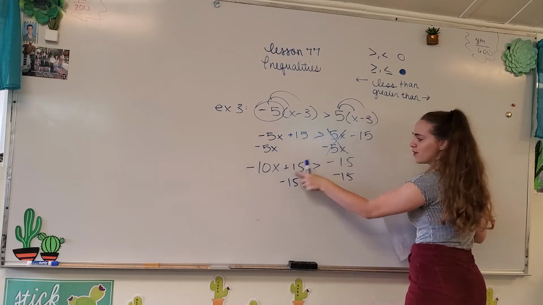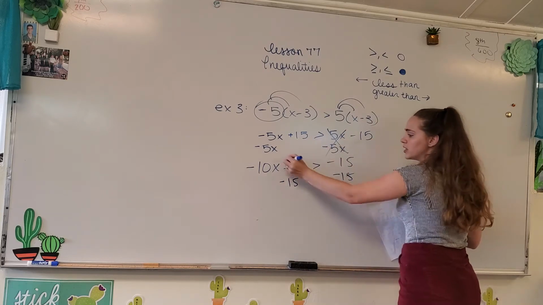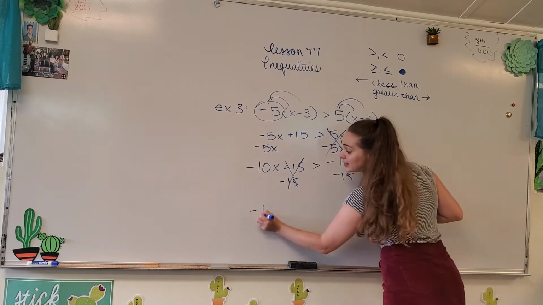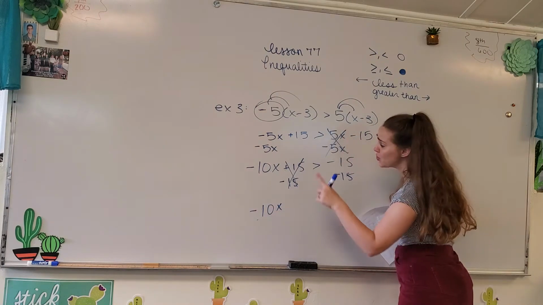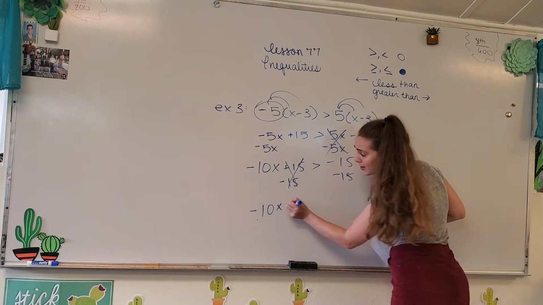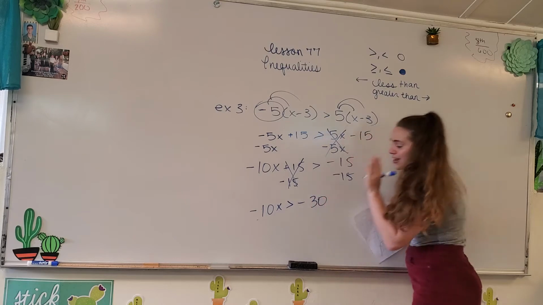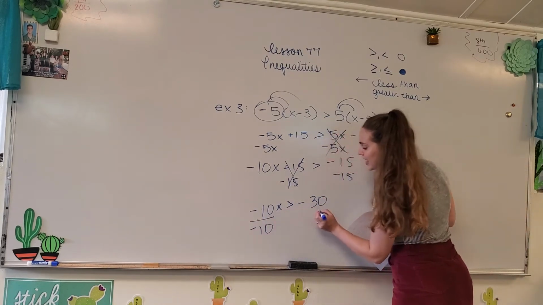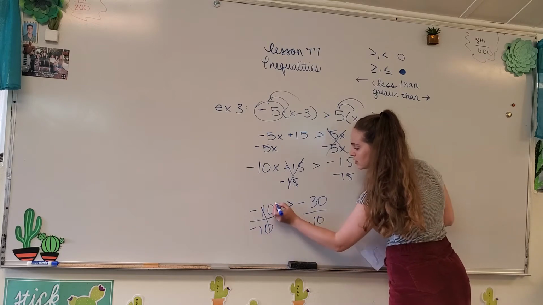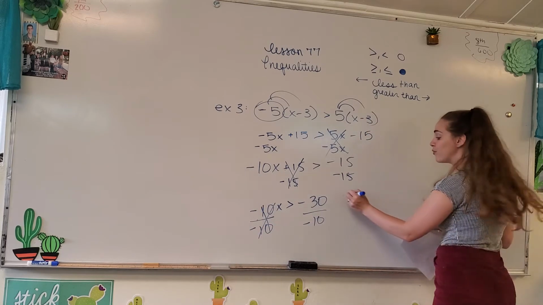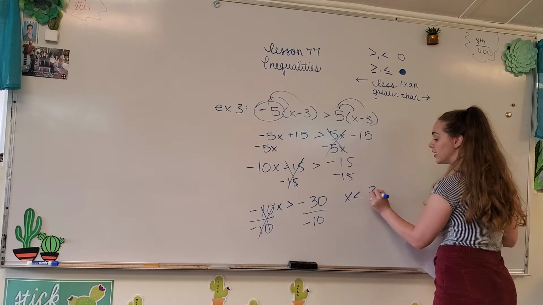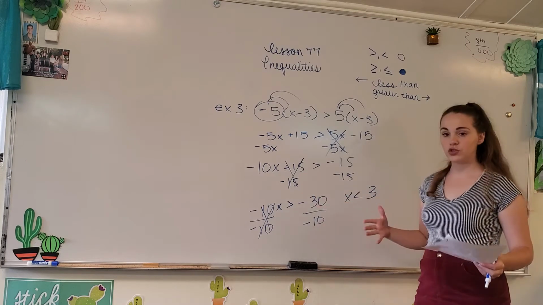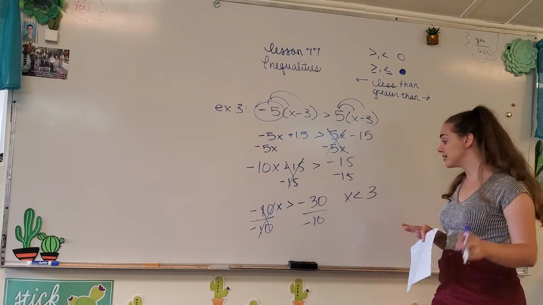Now, we want to get the 15 out of there. So subtract 15 from both sides. Remember, adding and subtracting doesn't do anything to the inequality, so just leave it. Now we're going to divide. And if we divide by negative 10, since we divide by a negative, we have to flip the inequality. And then, of course, if you divide these two, you'll see it's 3. So x is less than 3.